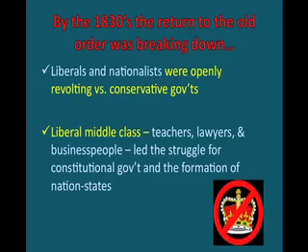By the 1830s, the return to the old order was breaking down. Liberals and nationalists were openly revolting against conservative governments. Liberal middle class, teachers, lawyers, and business people led the struggle for constitutional government and the formation of nation-states.